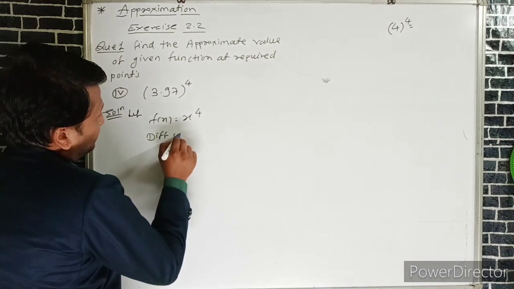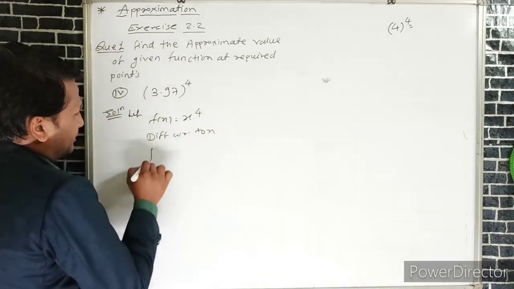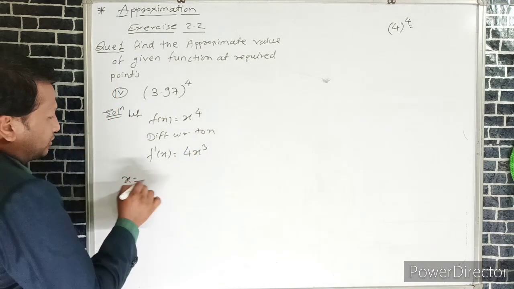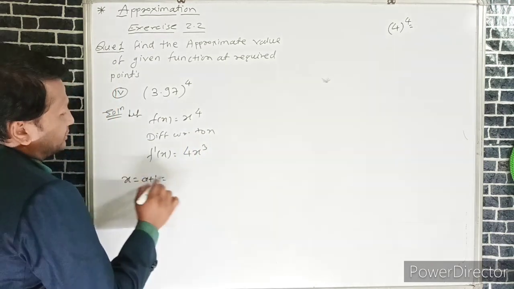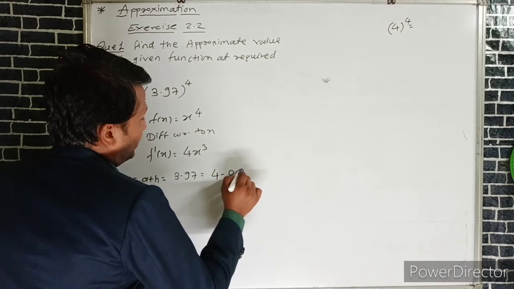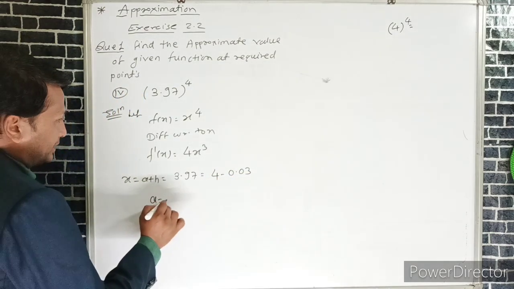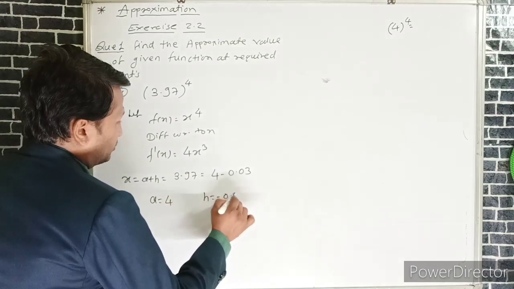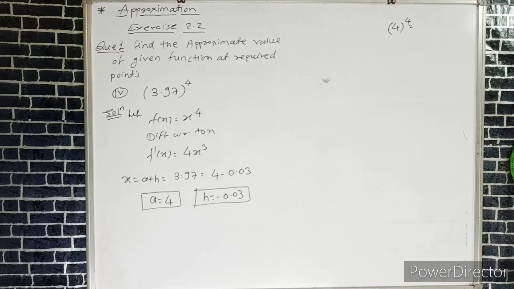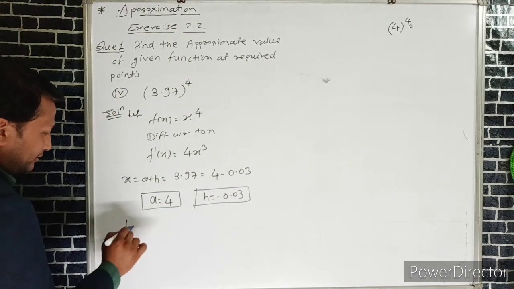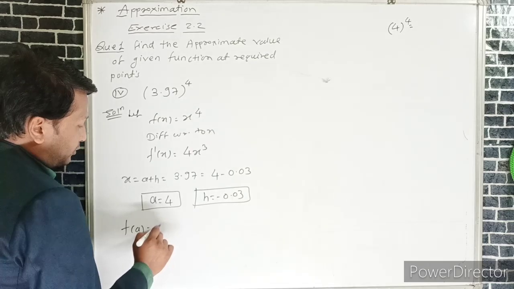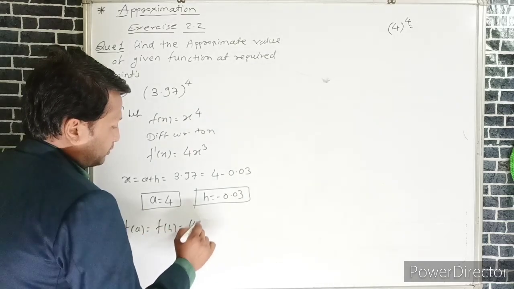If we differentiate with respect to x, the derivative f dash of x is equal to 4x cube. So here x is equal to a plus h, and the value of a plus h is 3.97. We can write 3.97 as 4 minus 0.03. So it is clear that a is equal to 4 and h is equal to minus 0.03. With these values, we can find f of a, which means f of 4, which is 4 raised to the power 4.